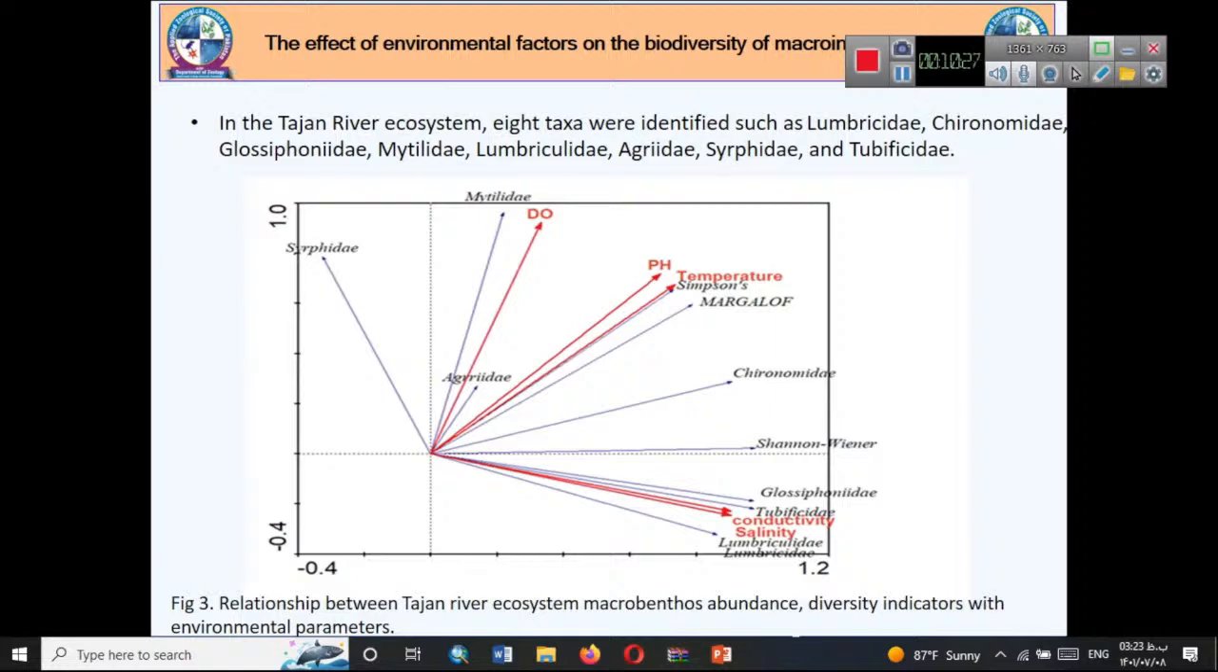And dissolved parameters that had a significant effect on the abundance of the Michelida family. The effect of pH and dissolved oxygen on the frequency of the Aiguida family were positive. Dissolved oxygen effect on the frequency of Cerfida that was positive. Finally, dissolved oxygen parameter was considered as the first effective environmental parameter, then pH was as the second effective environmental parameter.